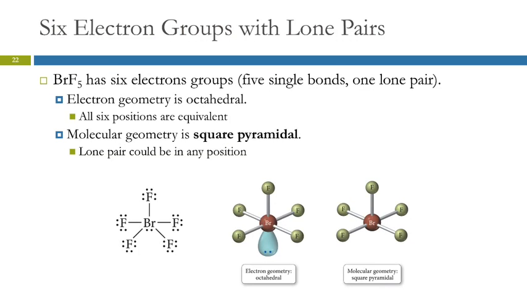So with six groups, BrF5. There are 5 bonding pairs and a lone pair. 6 groups, that's this octahedron. All the angles are the same. So you put a lone pair on there, and you make that invisible.